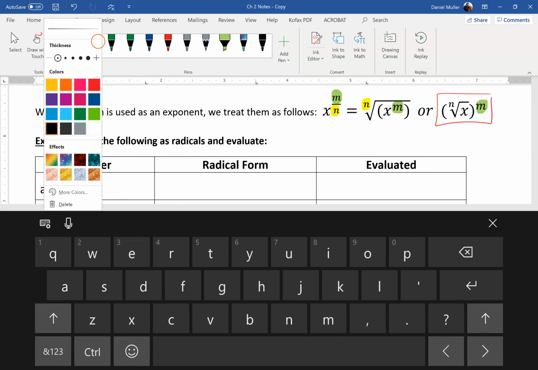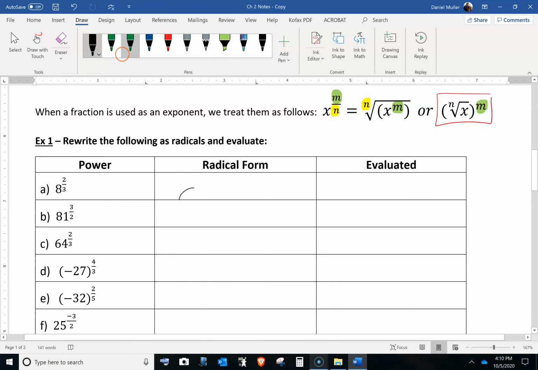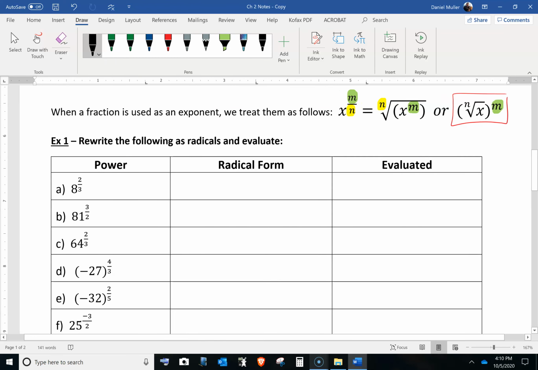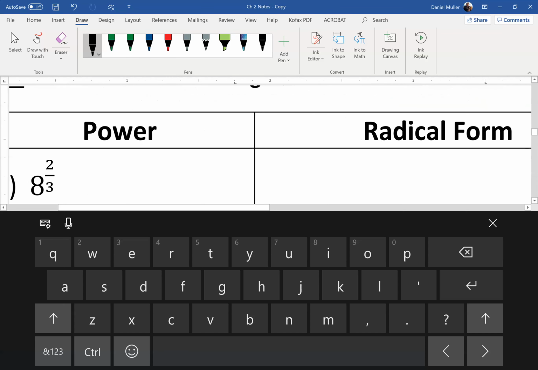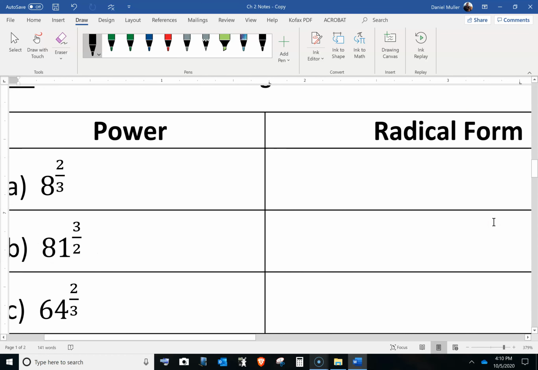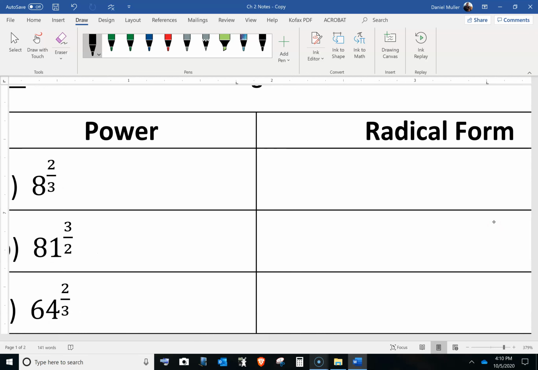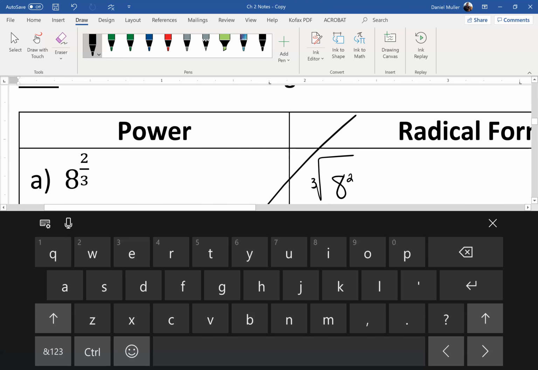So first thing that we need to do is put this into radical form. So I've got 8, and then I've got to the power of 2/3. This keeps coming up here. So I'm going to write that both ways, and then I'll show you which way I like. So here's the 8, and I've got the cube root, and then I can go to the power of 2. So the denominator is right here, and to the power of 2.